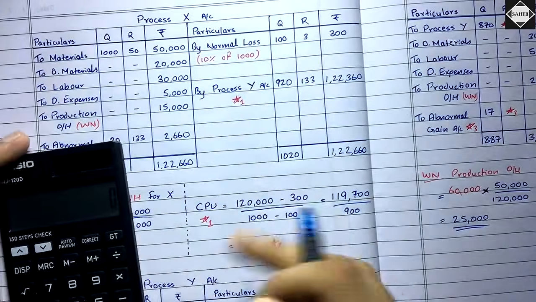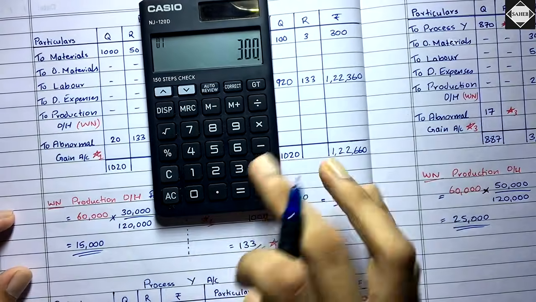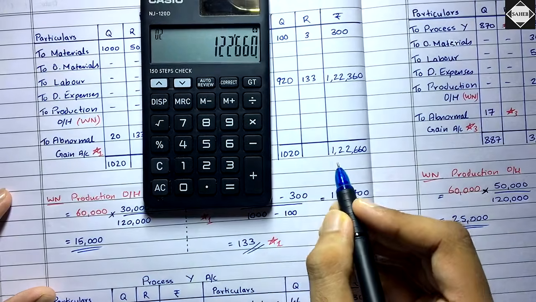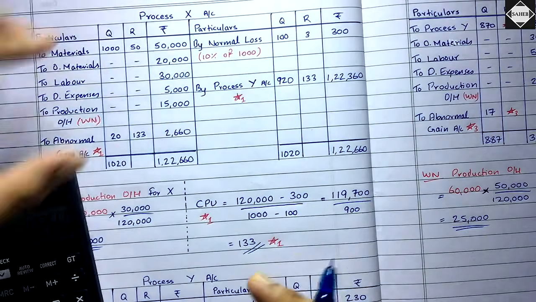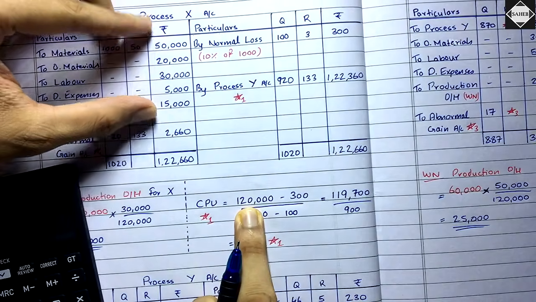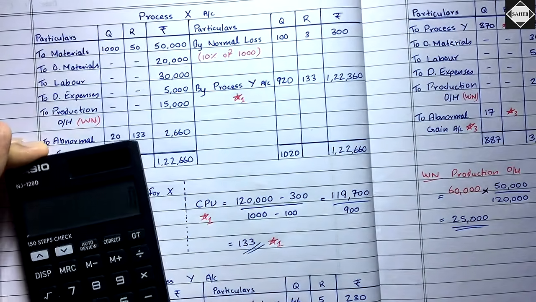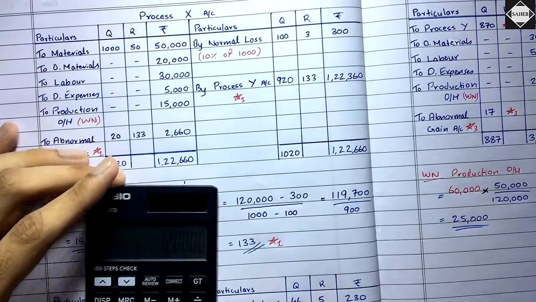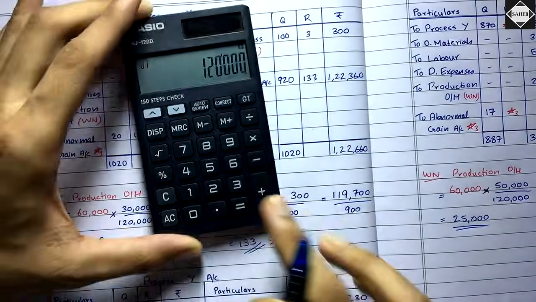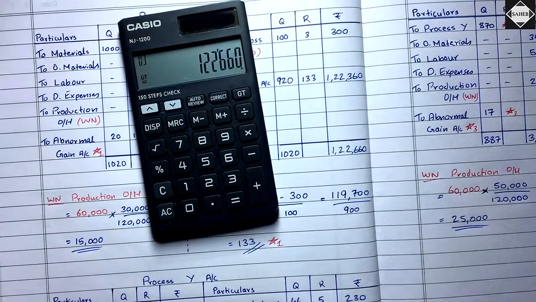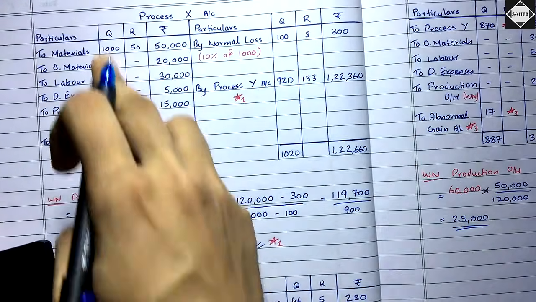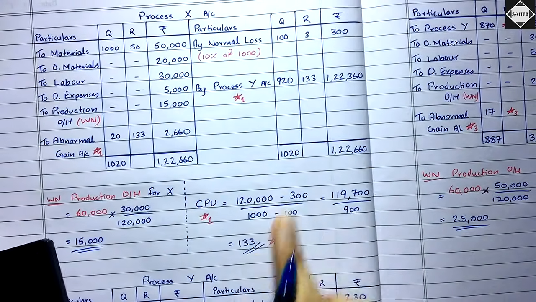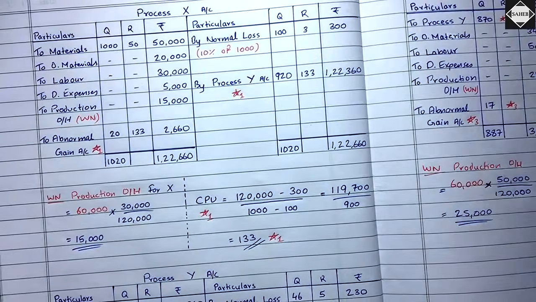Now we have to tally that up. Let's see if it equals. 300 plus 1,22,360 is equal to 1,22,660. And here we have already done this and it was 1,20,000. If we add the new figure, abnormal gain 2660, that's equal to 1,22,660. So it tallies, and the quantity column will also tally. 1000 plus 20 is 1020, and 100 plus 920 is also 1020. Is that clear? Simple.